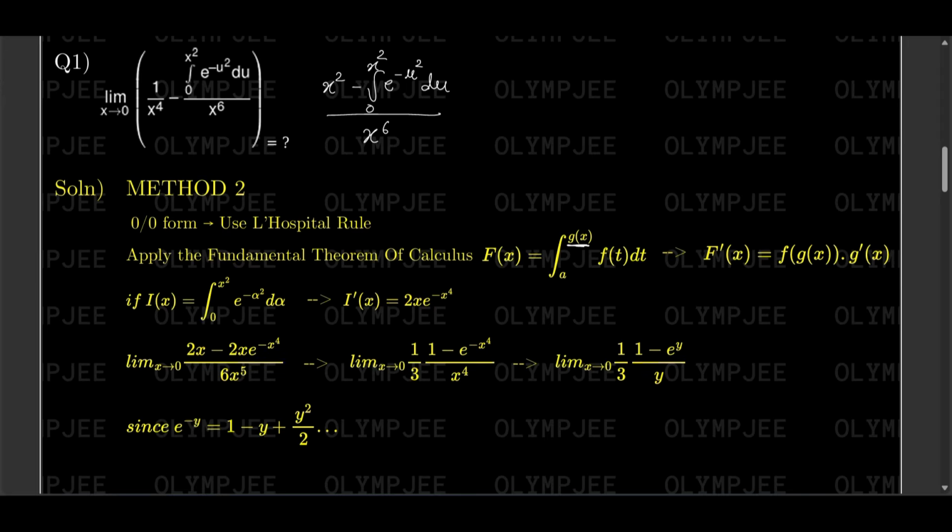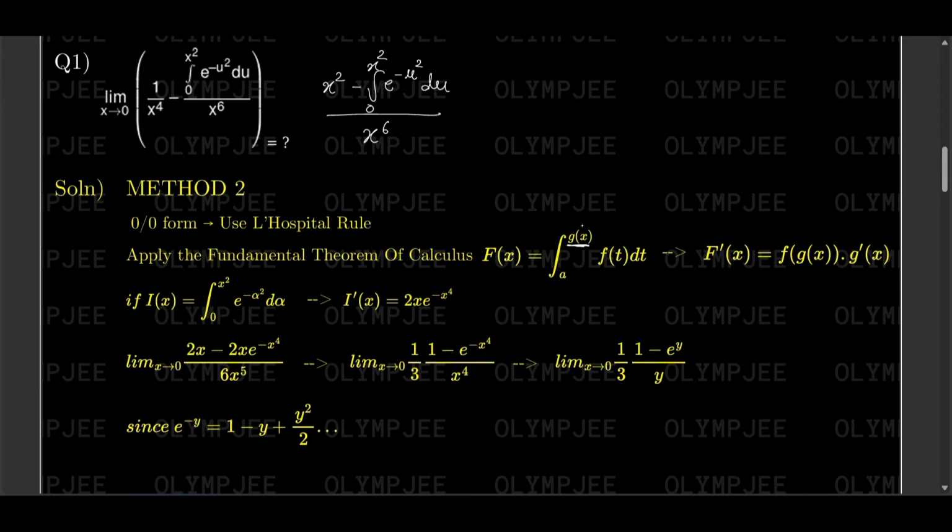So 0 by 0 form can be solved using the L'Hopital rule, and first we need to differentiate the numerator and differentiate the denominator, and then we can join them, right? So for differentiating the numerator, you need to know how to differentiate an integral, and to differentiate the integral we use the fundamental theorem of calculus, which says that if capital Fx is an integral from a to gx, where gx is also a function of x, right?